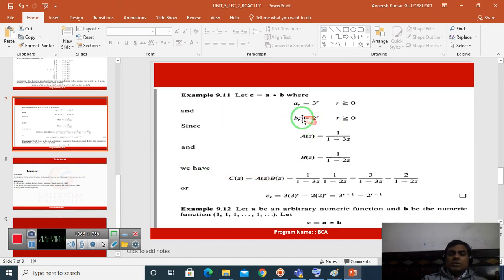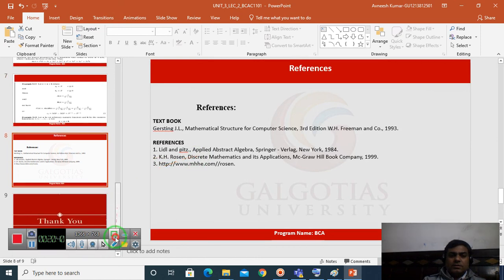Now we have the two series ar and br. After putting the value we got the numeric functions, A(z) and B(z). We should multiply these two terms, and after the partial fraction we got this situation. You should expand these two series and you will get the answer. We solved this series just 2 minutes before in the previous slides. You should solve with the help of partial fraction. These are the references. Thank you.